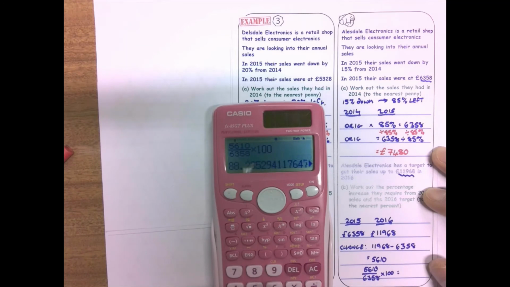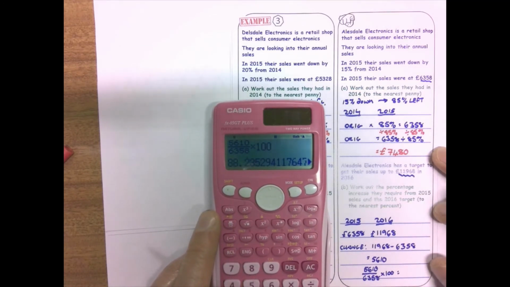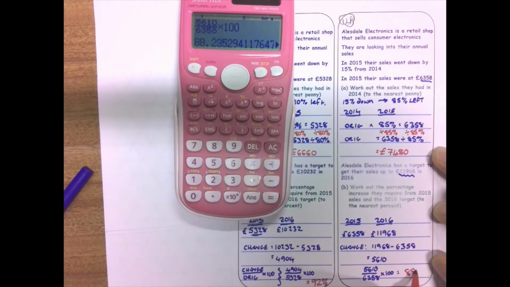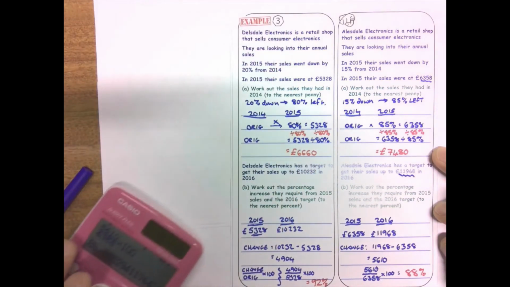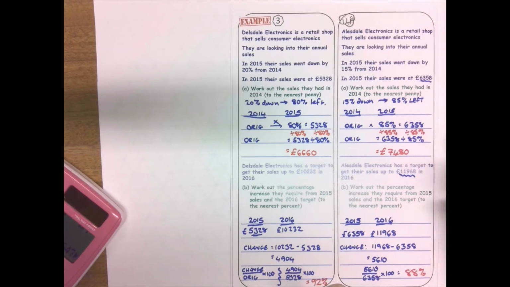Okay, so that's going to equal, to the nearest whole percent, 88.235, so that's going to be 88%, isn't it? So that'd be an 88% increase is what I need. Okay, so we've done example 3, we're done.